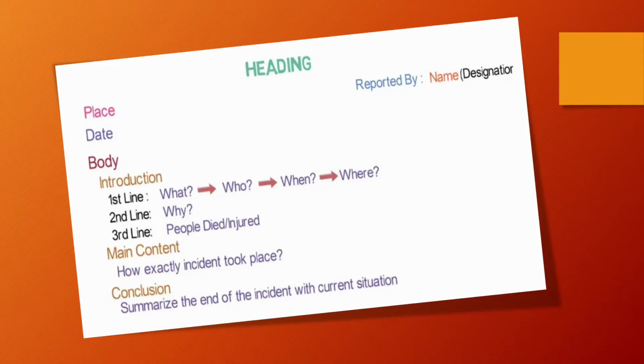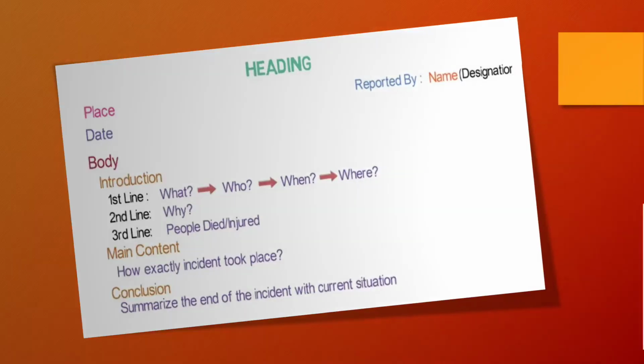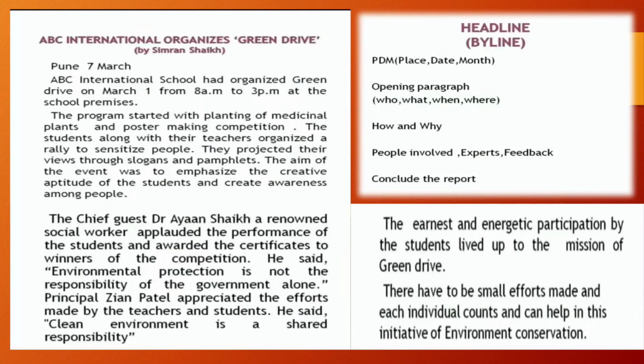And the second one, elaborate it, second paragraph. And third one, summarize it. And you can use some suggestion also. Now you can just see the format is given: headline, byline, then place, date, and month, opening paragraph, how and why in the second one, what was involved in that, experts, feedback, then conclude the report. Three paragraphs I told you to include.